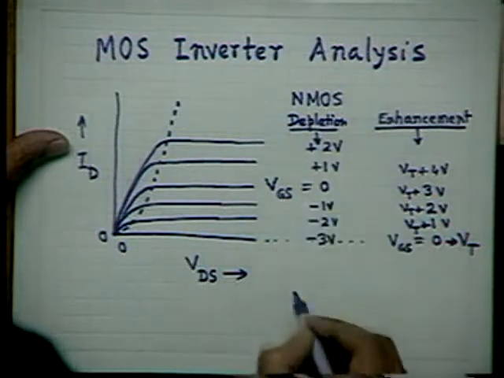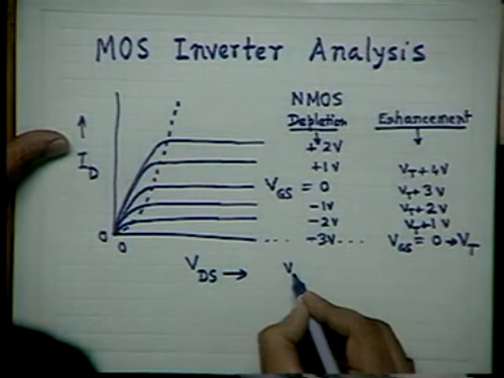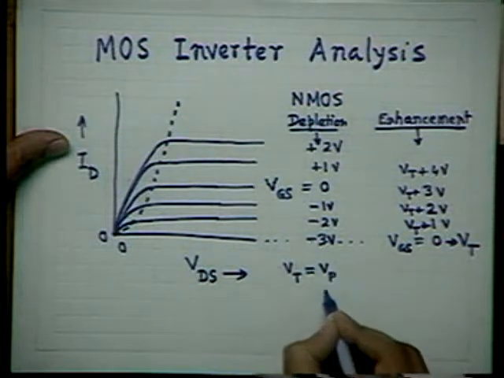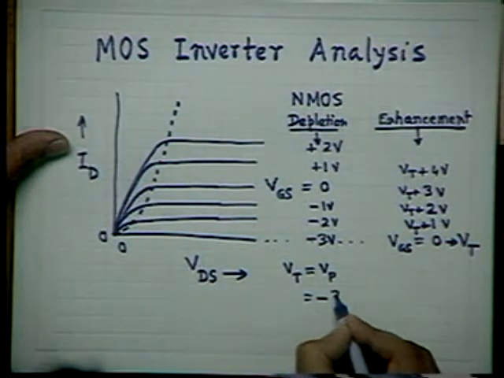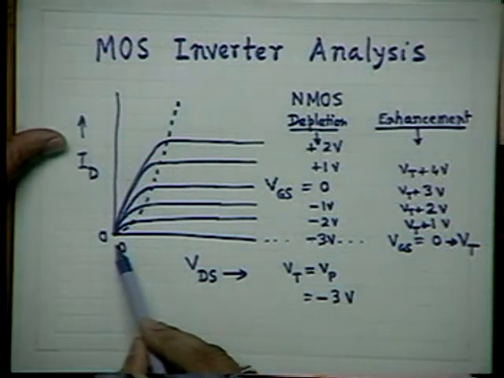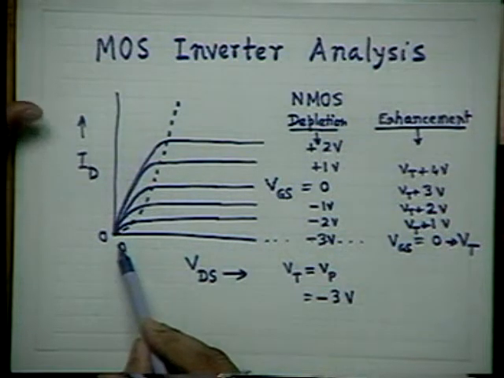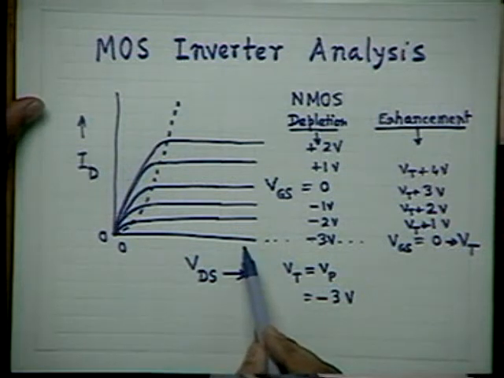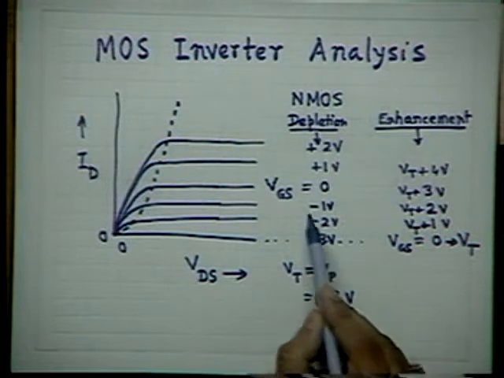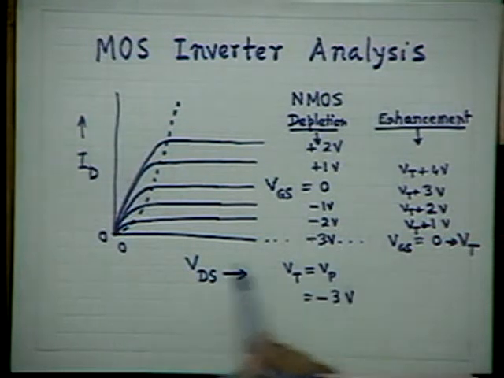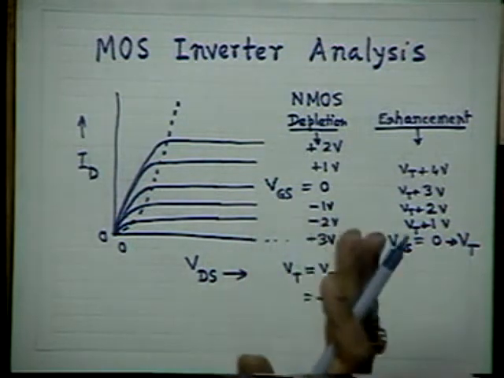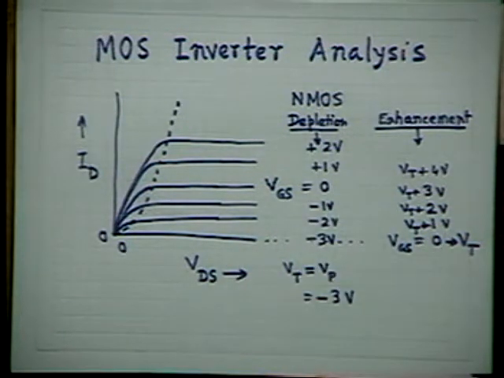In the first example, it is clear from here that the threshold voltage, which is also called pinch-off voltage, is simply equal to minus 3 volt. Because you see that for VGS equal to minus 3 volt, ID is 0 everywhere. As I go on increasing VGS, when VGS becomes minus 3 volt, the current ID drops to 0 at all drain biases. Of course, below the breakdown voltage.